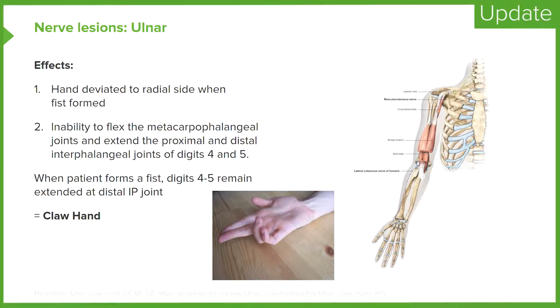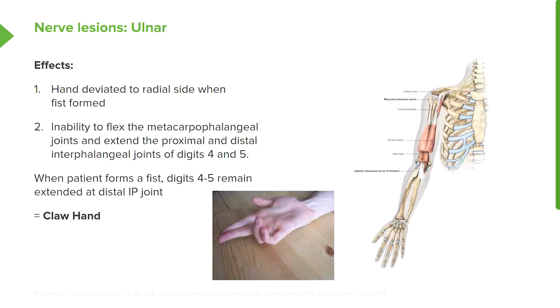Furthermore, there is inability to flex the metacarpophalangeal joints and extend the proximal and distal interphalangeal joints of digits 4 and 5. This is caused by the denervation of the medial 2 lumbricals. The end result is the characteristic claw hand, which presents with the extension of the metacarpophalangeal joints and flexion of the interphalangeal joints of the 4th and 5th digits. An example of a claw hand can be seen in the slide.